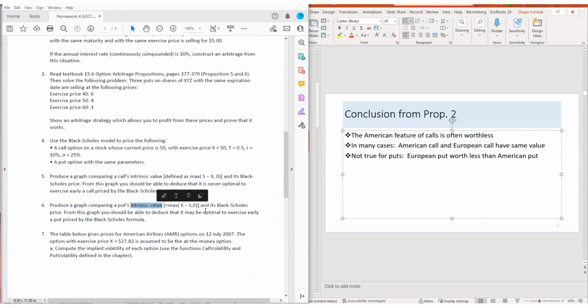You're going to plot intrinsic value, which is shown by this formula, and also the Black-Scholes price, which is an indicator for the market price of the option. You're going to see that for a put option, sometimes it is optimal to exercise the put option early, meaning sometimes the Black-Scholes price is lower than the intrinsic value of the put. So we're going to look at the exercise now.